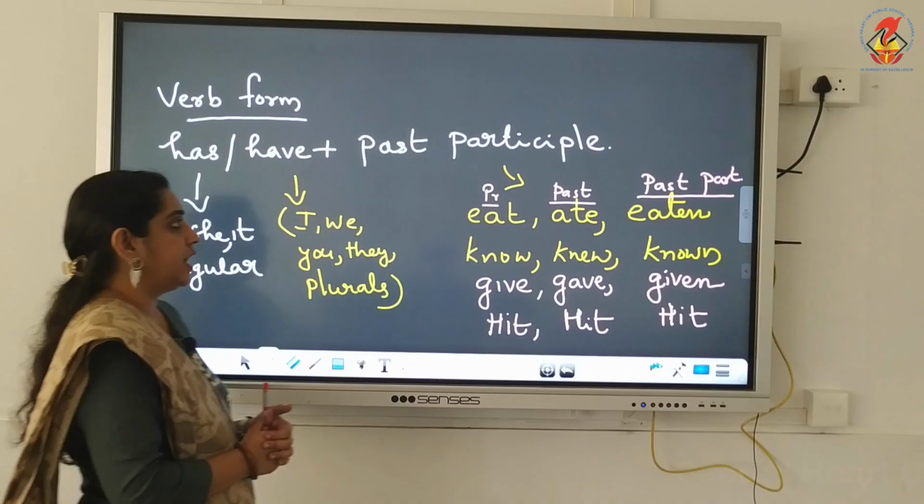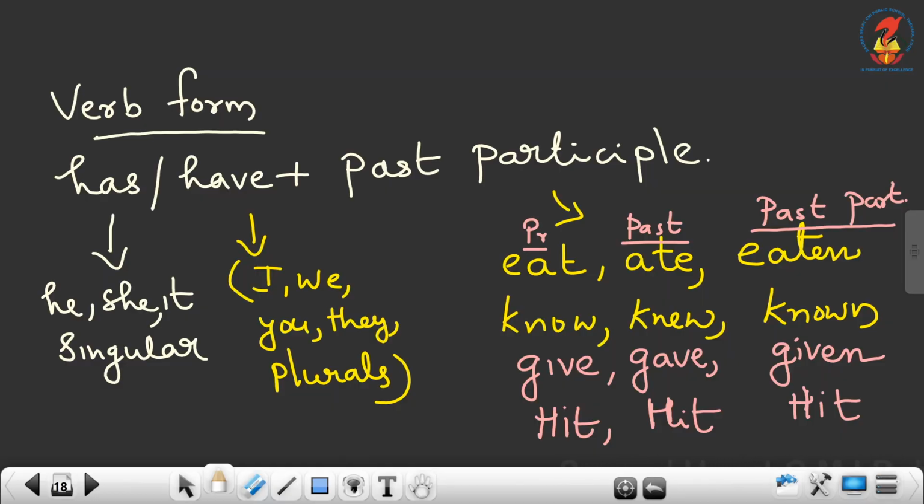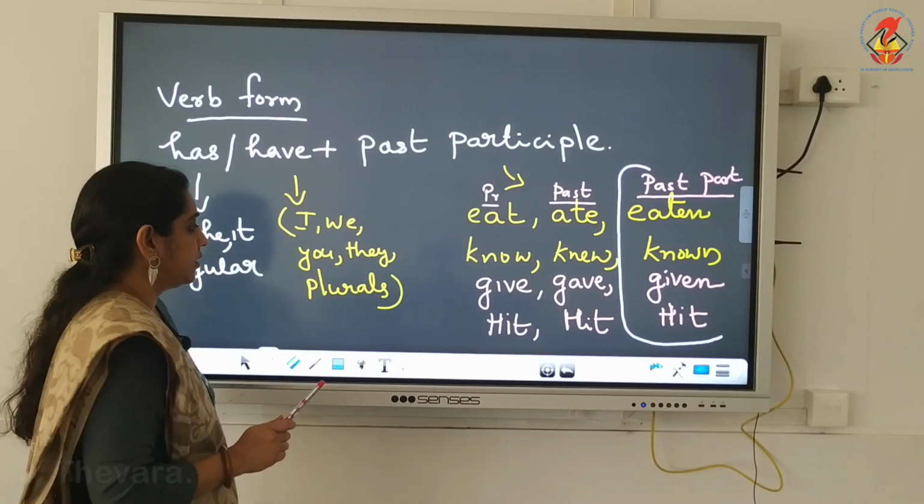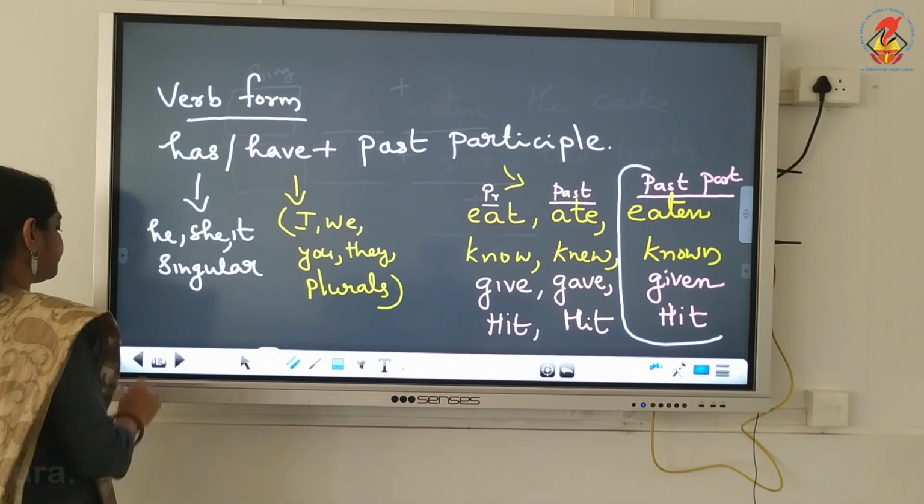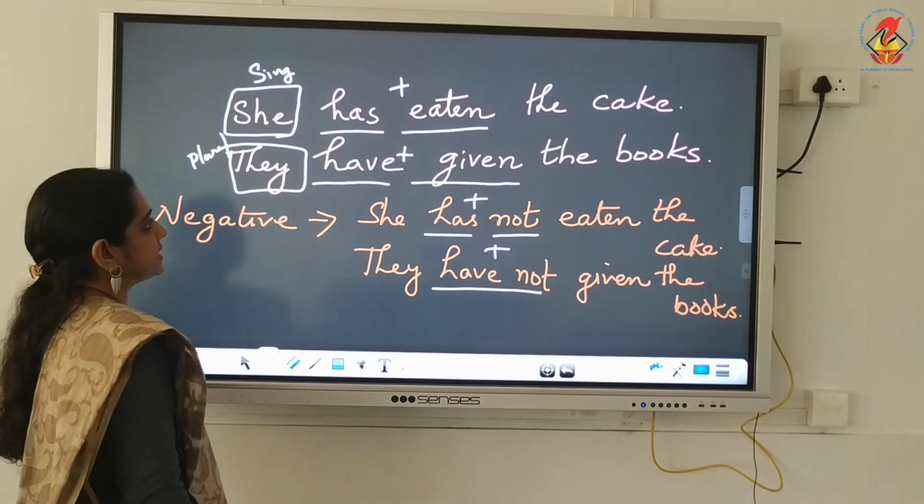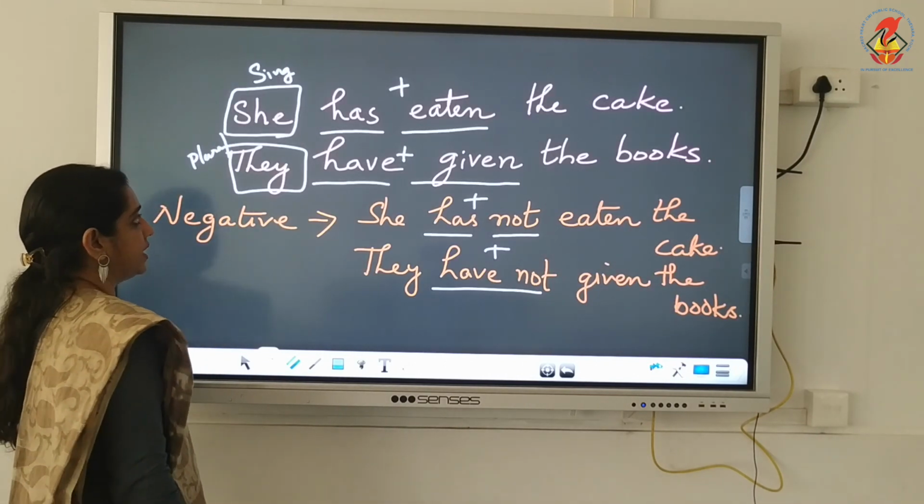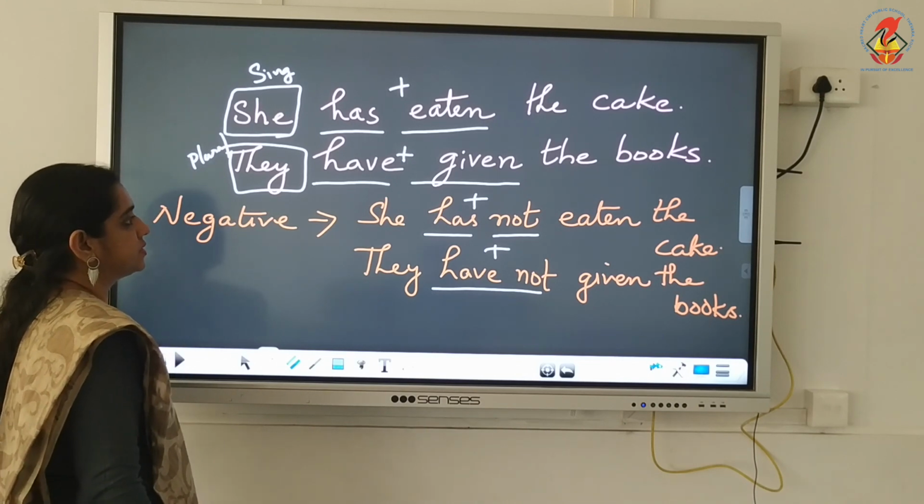All the verbs have three forms: present tense, past tense and past participle form. See, saw, seen. Eat, ate, eaten. Know, knew, known. So this category of verbs, the past participle form of the verbs, is used in present perfect tense. Okay, examples. She has eaten the cake. They have given the books.